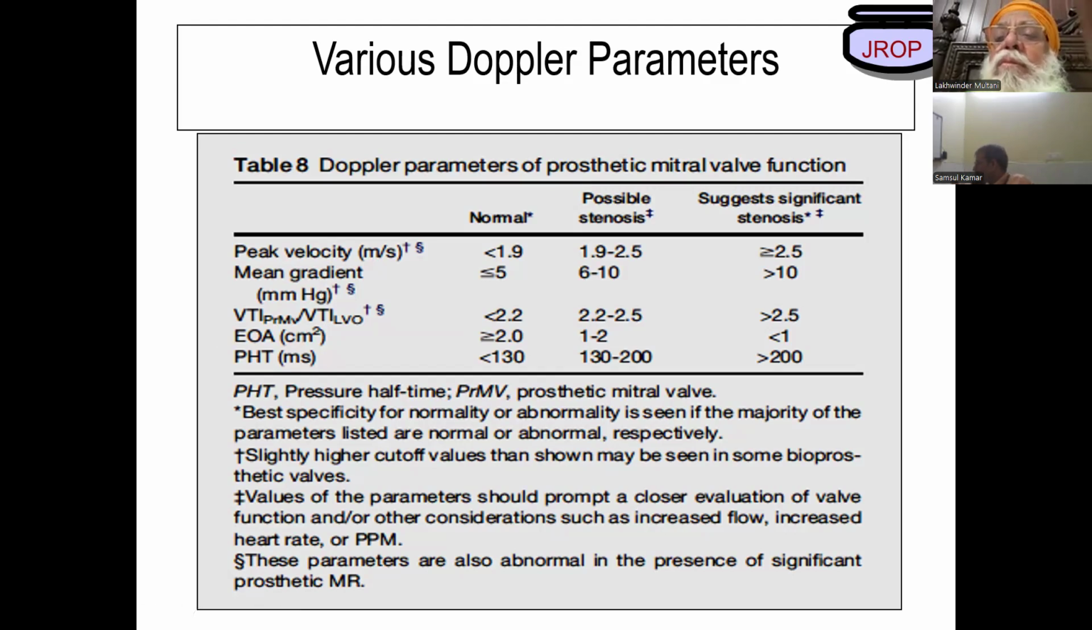We go to LVOT diameter, we go to LVOT VTI to look at the stroke volume across LVOT. Then we divide that LVOT stroke volume by prosthetic valve VTI to get the effective orifice area at the mitral valve level. But in a prosthetic valve, we don't say area. We say effective orifice area, or we can say prosthetic valve area. It means how much the prosthetic valve is opening. So that is effective orifice area.